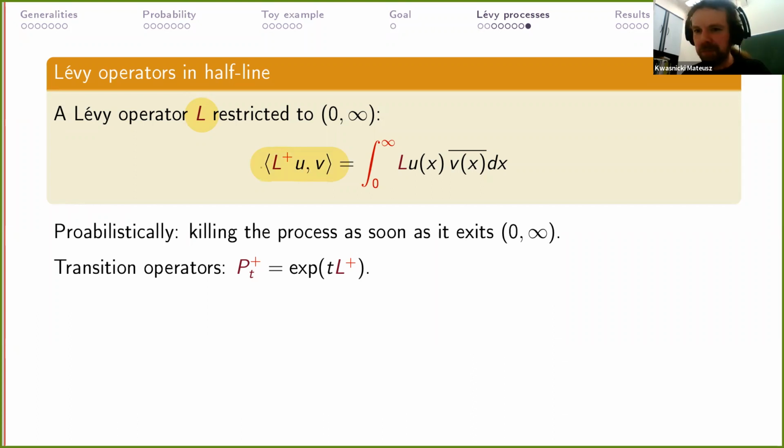The bilinear form corresponding to that operator is just the integral of Lu times V, but the integral only from 0 to infinity. And this bilinear form corresponds to a unique operator that generates a semigroup of operators P_t plus, living also on the half-line. And analytically, the construction is, I think, a little bit complicated, but probabilistically, it's again the same story. You just take the Lévy process corresponding to L, and you kill it as soon as it goes below 0.